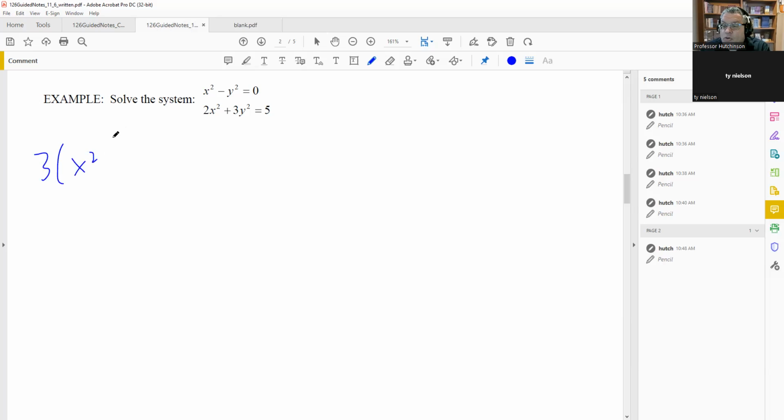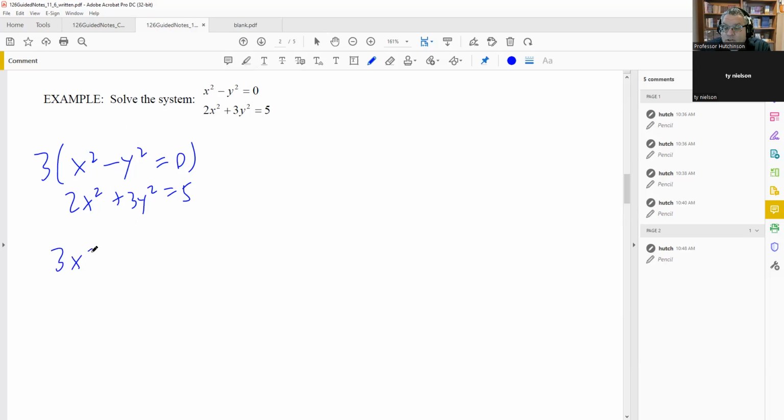I'm going to take the first equation and multiply it by 3. In the bottom equation, I'm not going to multiply by anything, because if I multiply the first one by 3, I'll get -3 and +3 adding together will cancel that out. So that's why I'm choosing to eliminate the y squares here.